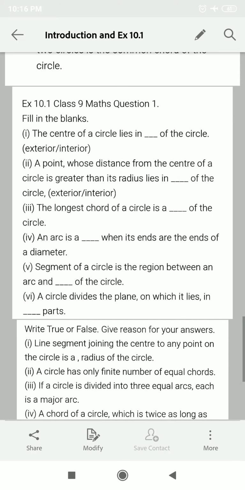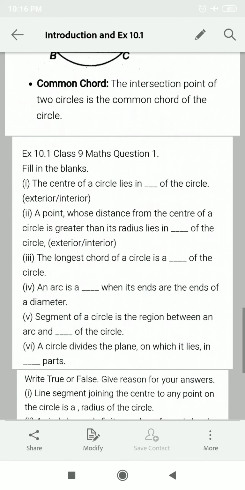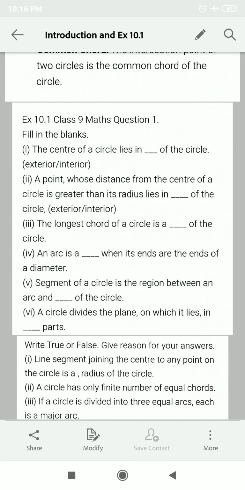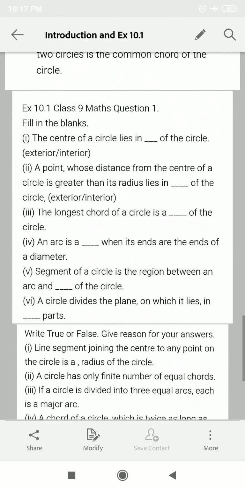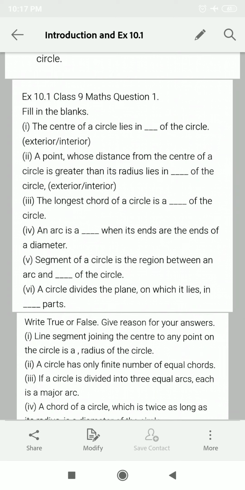Now we will start with the first exercise, and question number 1 is fill in the blanks. The center of the circle lies in the dash of the circle. So it always lies in the interior of the circle. A point whose distance from the center of the circle is greater than its radius lies in the dash of the circle. It always lies in the exterior of the circle, because if its distance from the center is greater than the radius, it will of course lie outside the circle. The longest chord of the circle is always known as the diameter. An arc is a dash when its ends are the ends of the diameter.